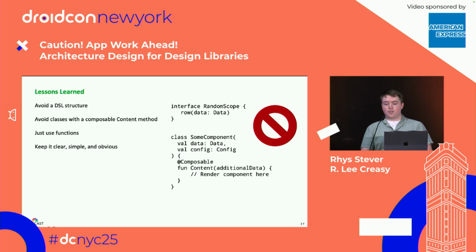We ultimately found the best structure is the basic composable function. It's powerful, yet easy to understand by both us as design system engineers as well as the implementing developers. Remember, we want our APIs to be clear, simple, and obvious. Use functions for the clearest and easiest API designs.